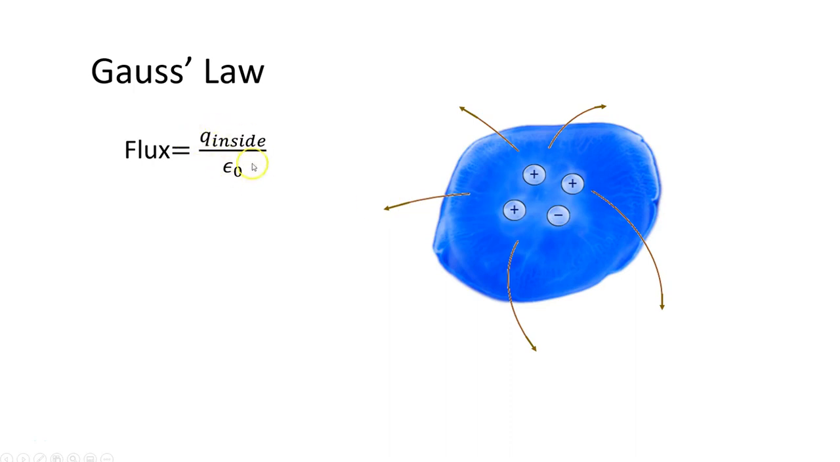Now, the math of this gets a little more complex, but on the right-hand side, we have Q inside, the charge inside. The epsilon sub zero in the denominator, that's just a fundamental constant known as the permittivity of space. So this idea of electrical flux that we'll explain in a minute, electrical flux is proportional to the charge inside. Now, the flux relates to the surface area that encloses the volume.